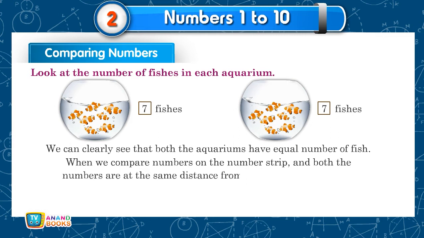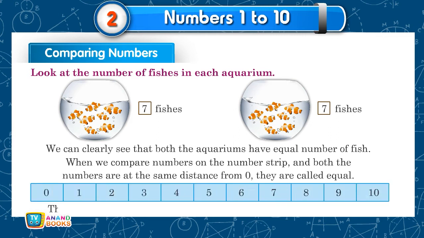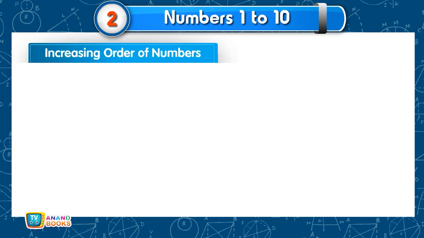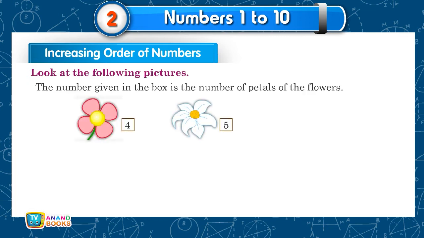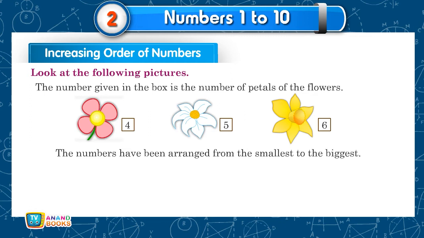Look at the number of fishes in each aquarium. 7 fishes, 7 fishes. We can clearly see that both the aquariums have an equal number of fish. When we compare numbers on the number strip and both the numbers are at the same distance from zero, they are called equal. Thus, 7 is equal to 7.